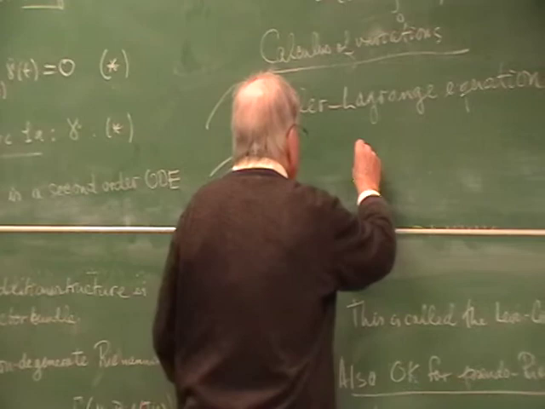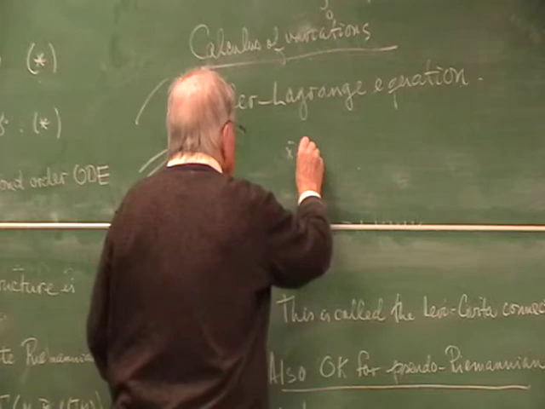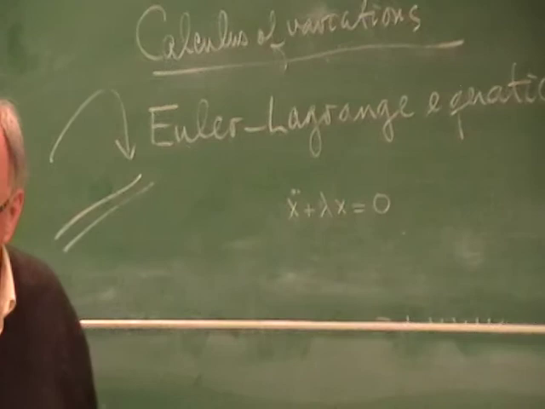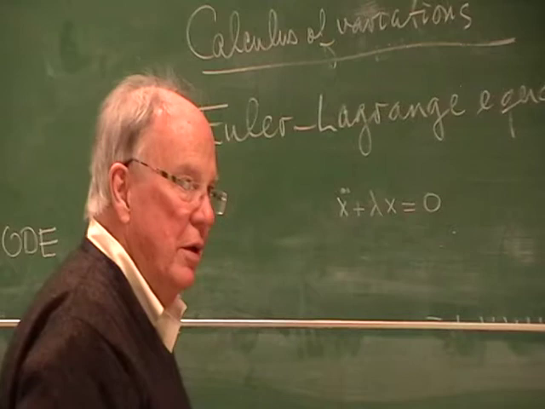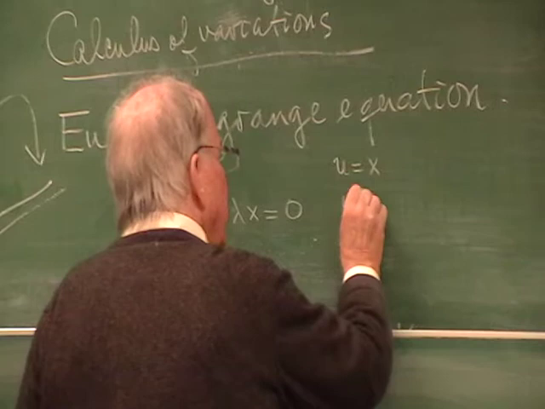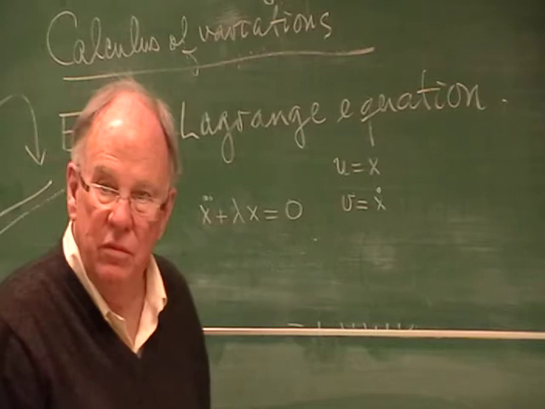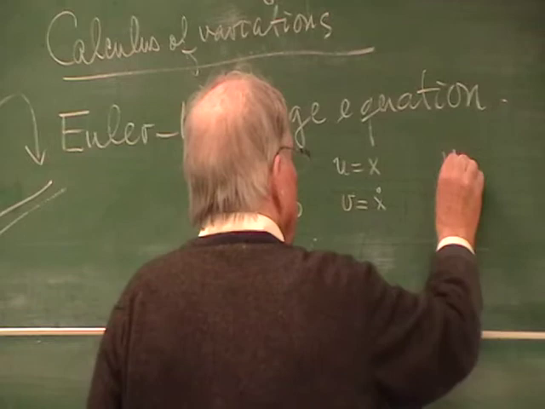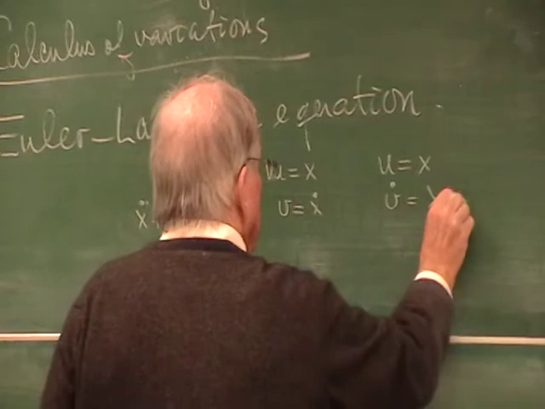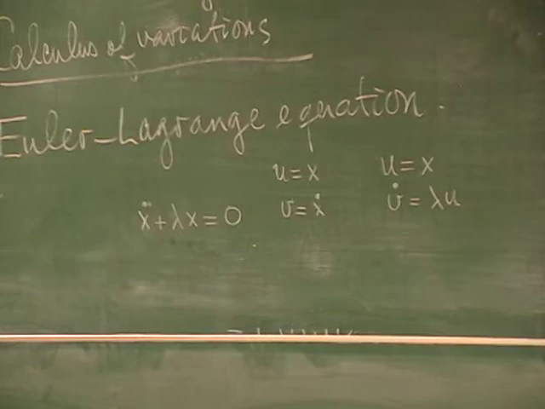For example, do you see this equation? You've seen equations of this type, right? I hope you know how our classical giants solved this equation. They say, well, we define u to be equal to x, and v to be equal to x point. And so this becomes a system of equations, u equals x, and v point equals lambda times u. So you never, ever want to solve directly a second order equation. You make the substitution so you get a first order system of equations.